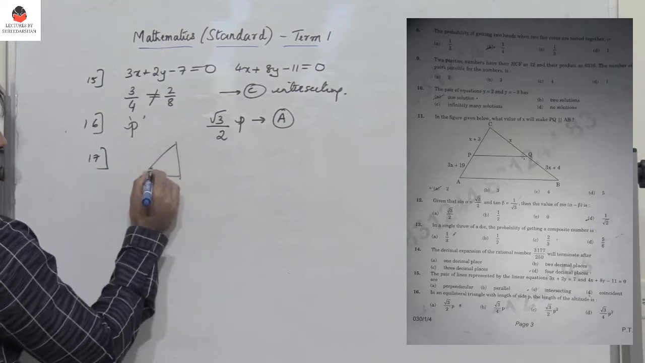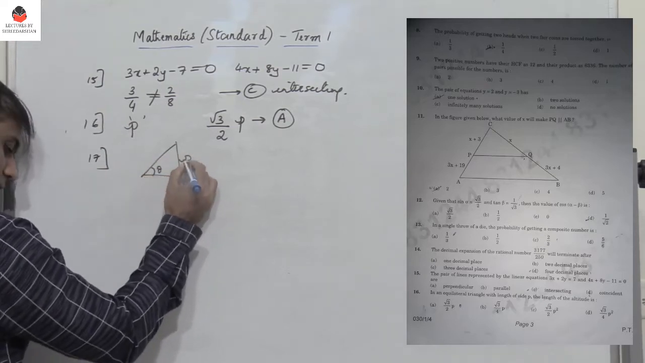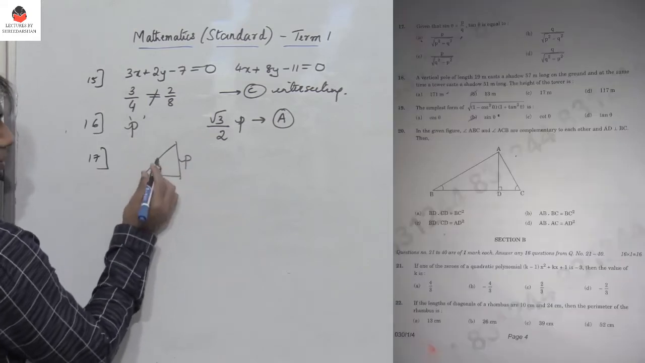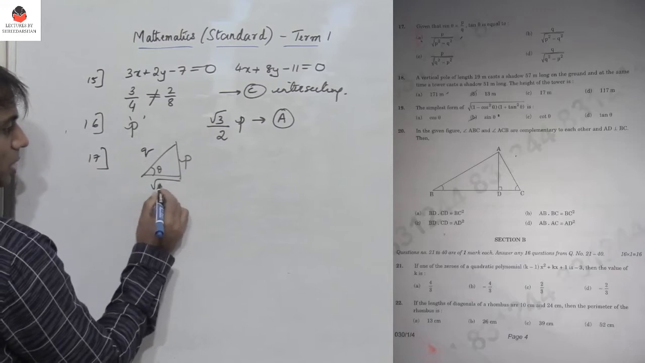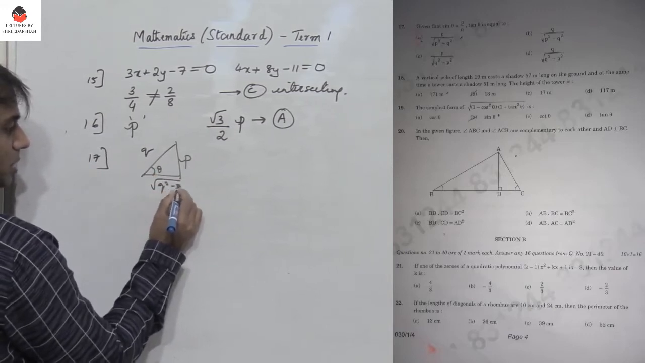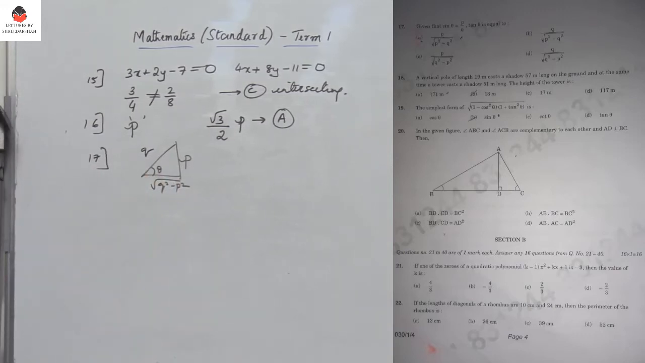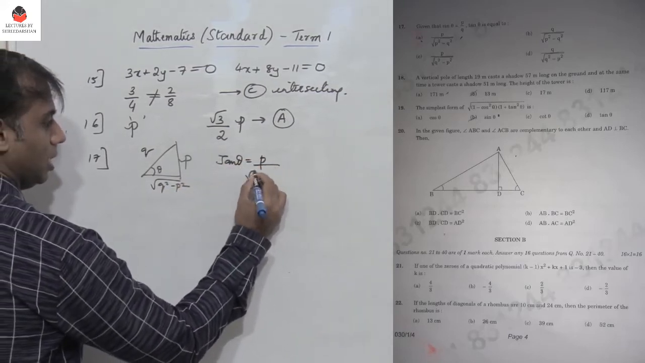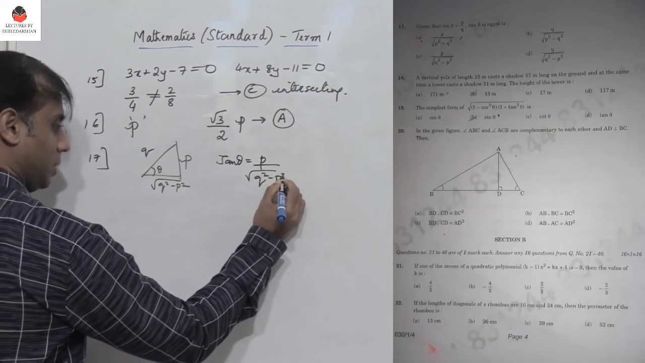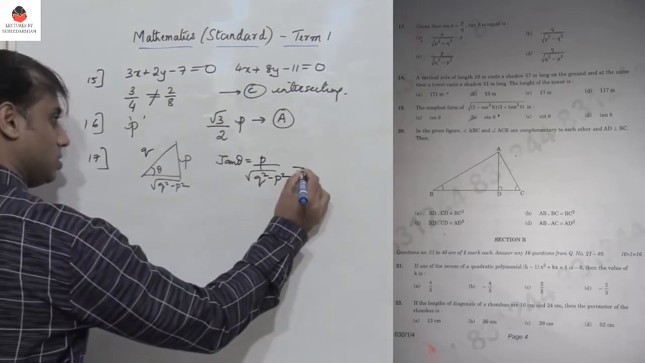sine theta. So if this is theta, sine theta is P by Q, which is opposite side by hypotenuse. So what is this side? This side is going to be root of Q square minus P square, right? So now I need to find tan. What is tan theta? Opposite side, which is P, divided by root of Q square minus P square. So which is option C.